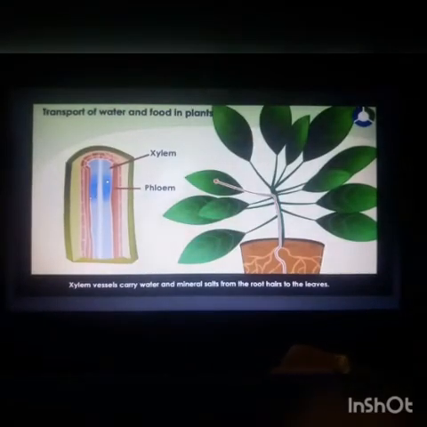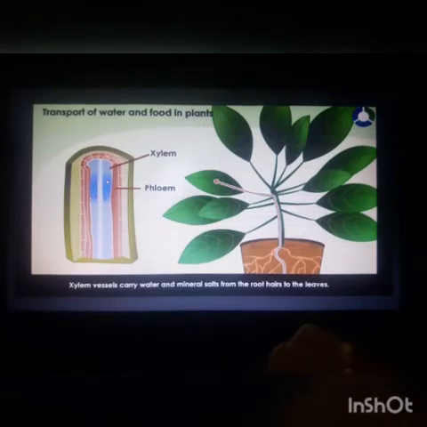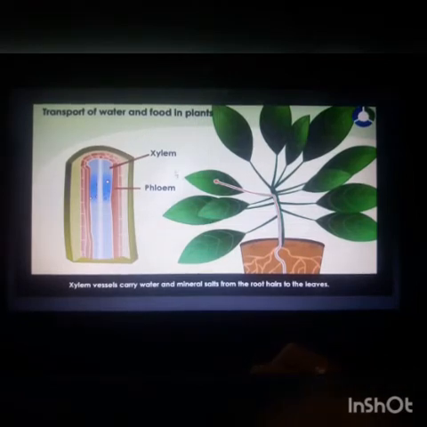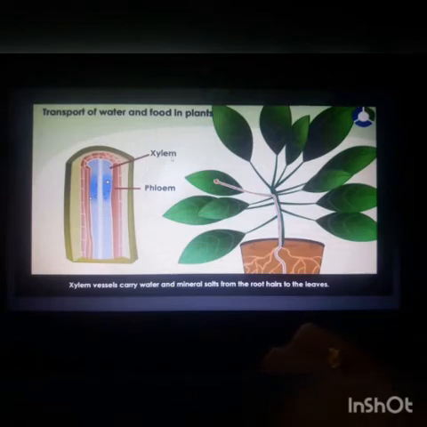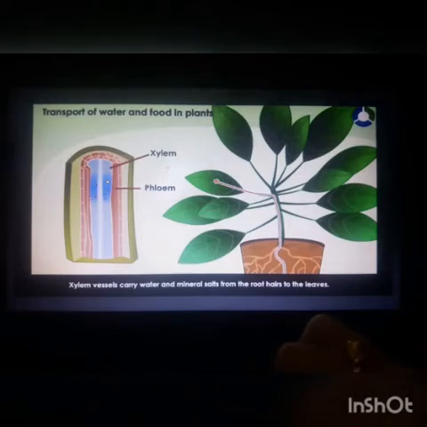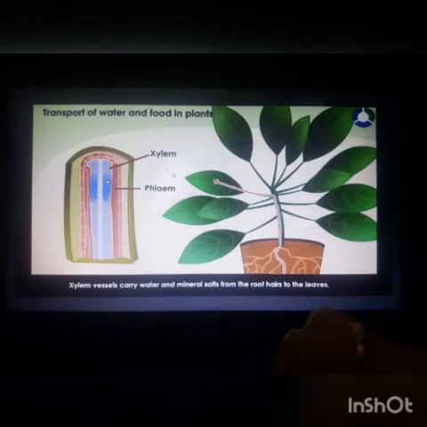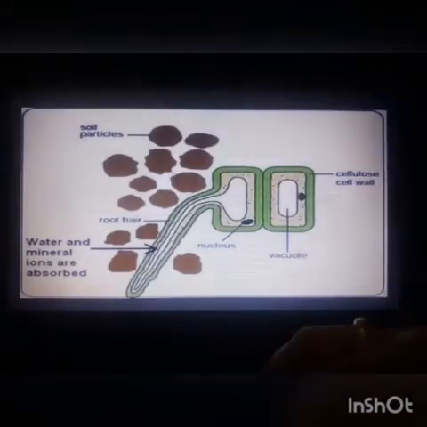The transporting system of a flowering plant basically comprises xylem and phloem. The transport of water takes place by the xylem, the tube-like material, and for the food we have phloem. These are the two cells that combine to form vascular tissues, and just because of these tissues the xylem and phloem perform their function.